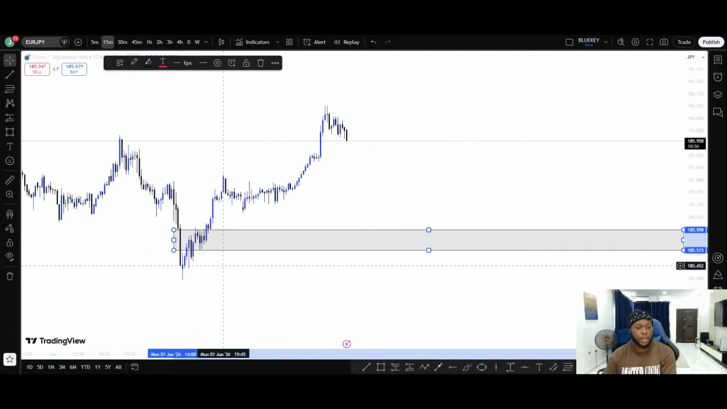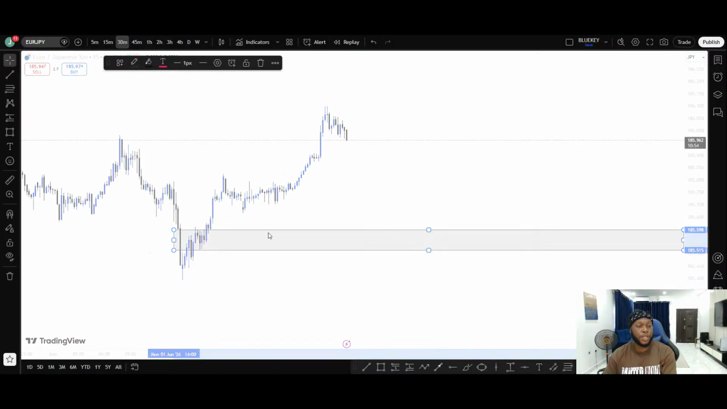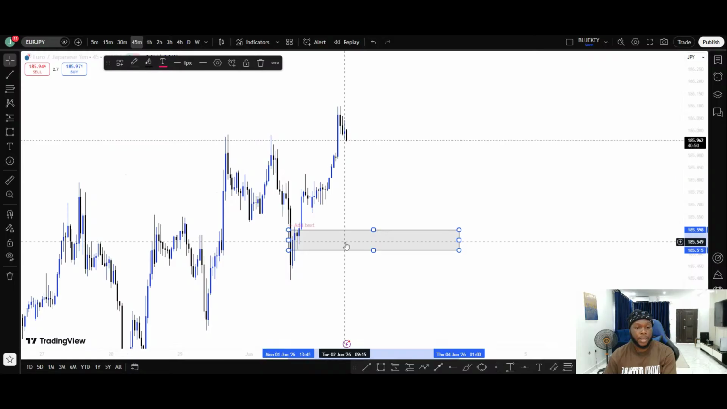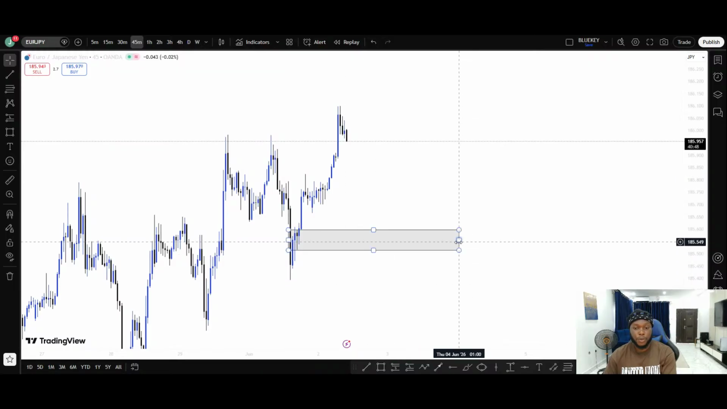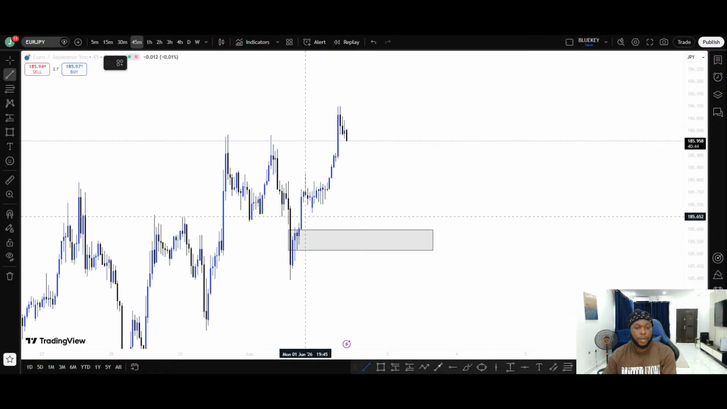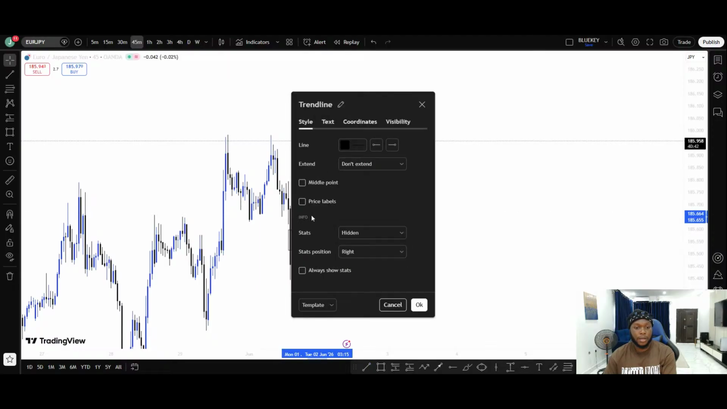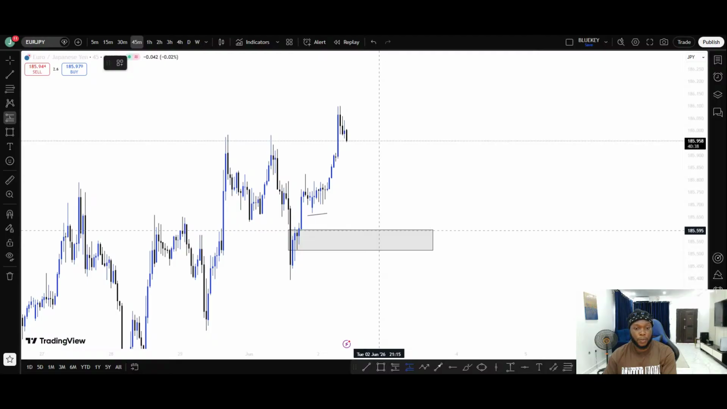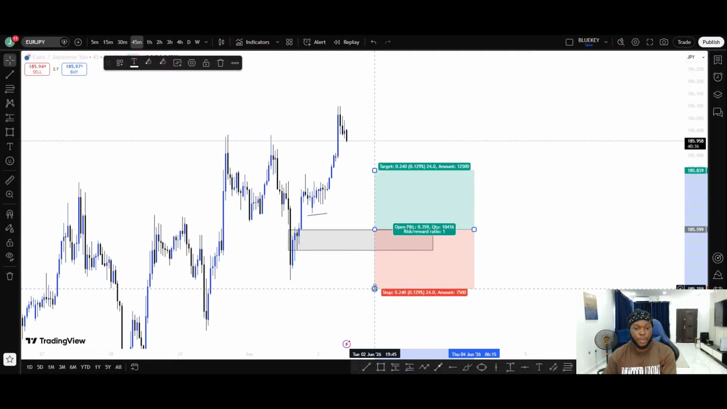15 minutes, the same thing. So yeah, we're going to be sticking to 30 minutes. Or let me see, 45 minutes. Yeah, let's use 45 minutes. So we're going to be sticking to this. And you have something like this. So yeah, this is what we're going to be having on USD JPY.